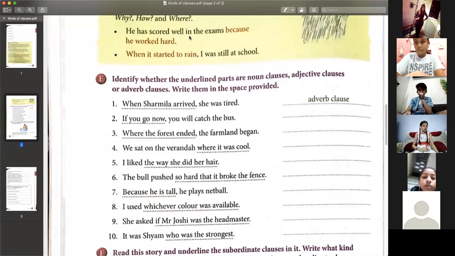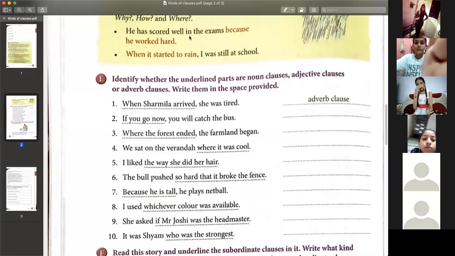Yes, Kanika, you can answer. Adjective clause. Excellent. Why adjective? Because cool is describing the veranda. That veranda was very cool. They're telling the place where they were sitting, that is cool. So it is adjective. I like the way she did her hair.